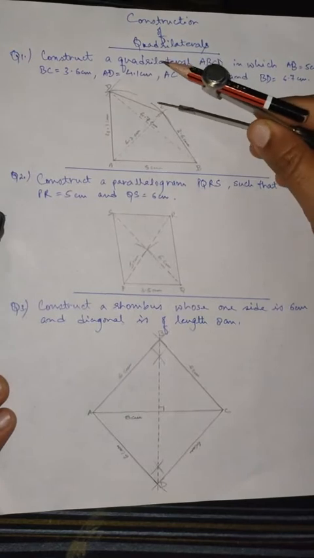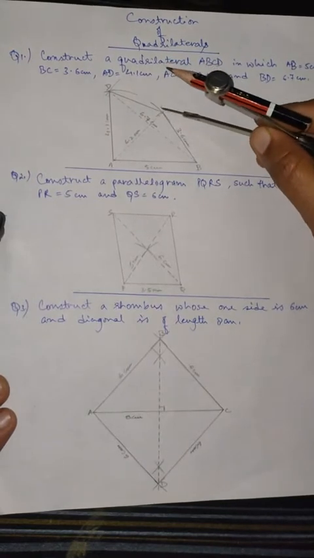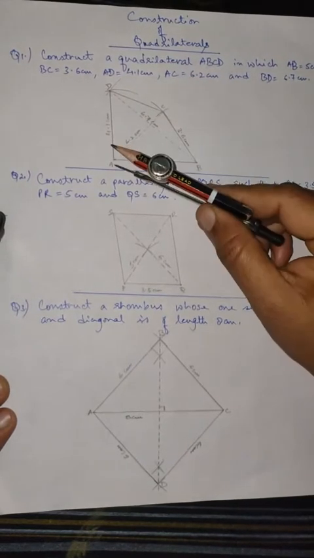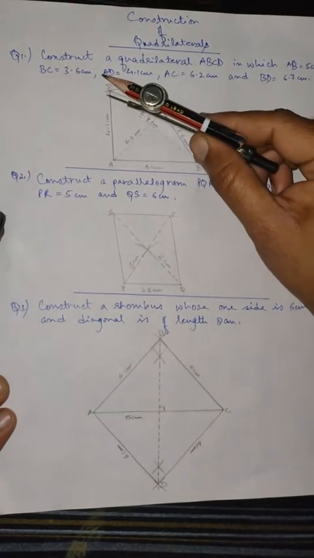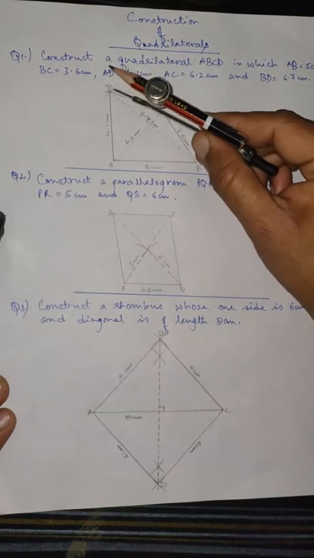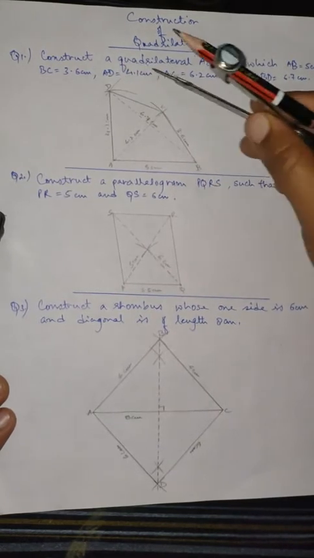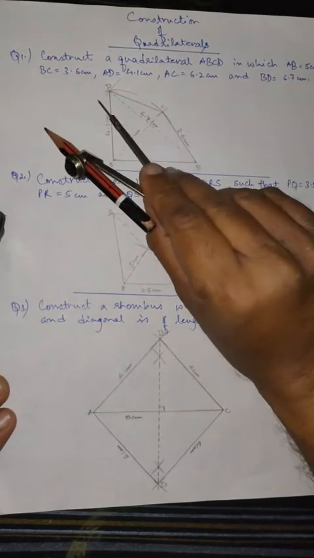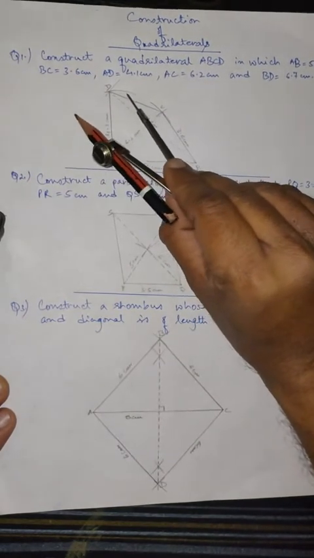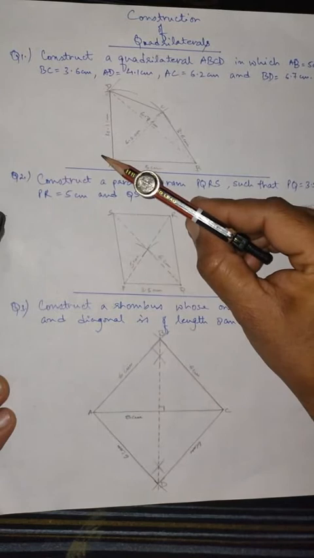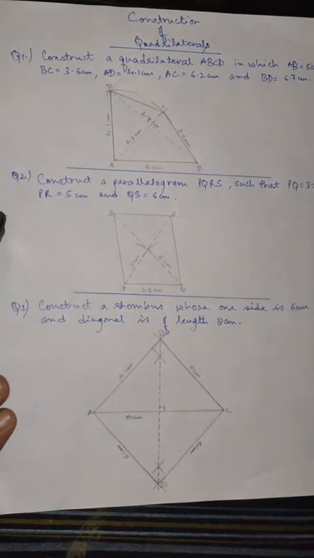This is the arc of 6.2 centimeter which I've marked by placing the pointer at A. Then this is the arc of 6.7 centimeter which I've marked by placing the pointer at B, and the last arc is of 4.1 centimeter which I've marked by placing the pointer at A. In this way you can construct a quadrilateral by the given sides.